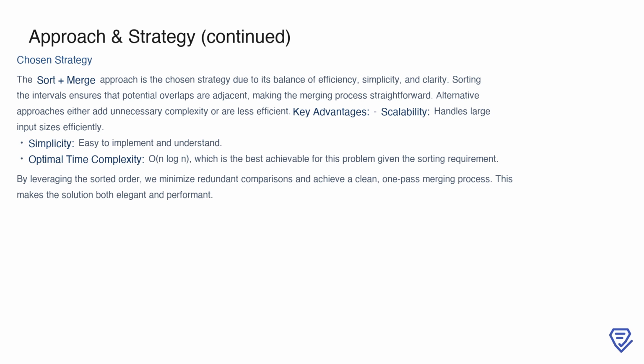Alternative strategies, such as divide and conquer or tree-based methods, introduce unnecessary complexities without providing any significant advantage in terms of efficiency. By leveraging the sorted order and minimizing redundant operations, the sort and merge approach offers an elegant and high-performance solution to the merge intervals problem.